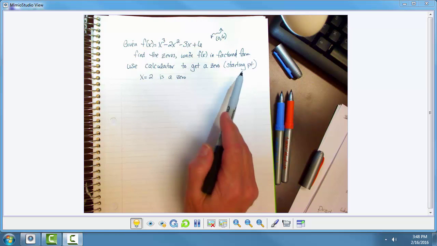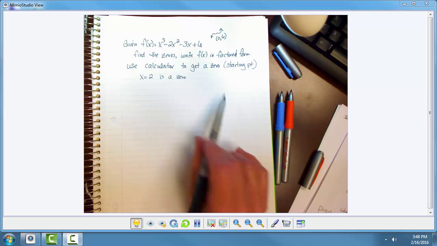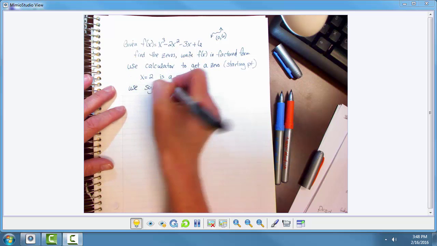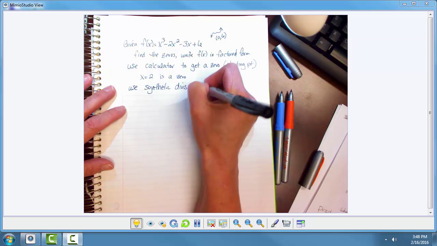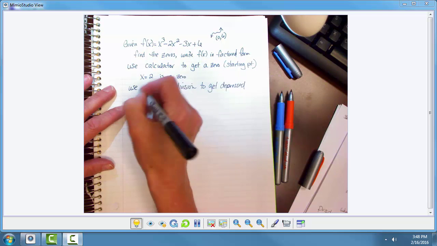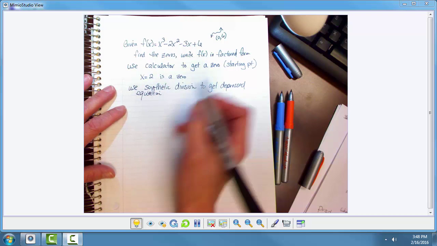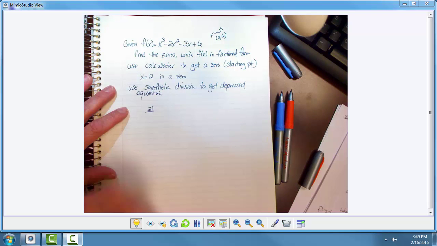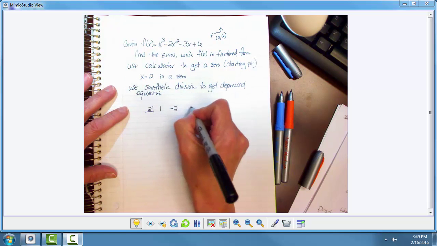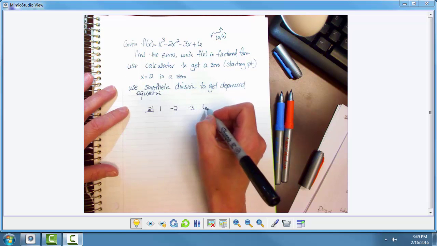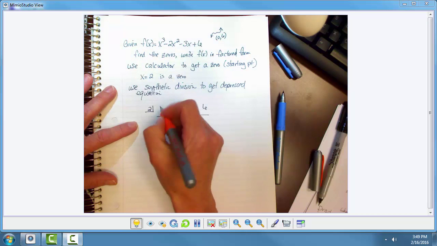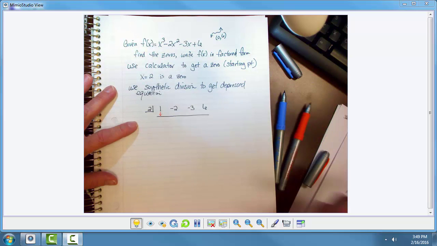So what you want to do is use synthetic division to get the depressed equation. So 2 goes on the outside. And you'll use your coefficients: 1, -2, -3, +6. So you'll skip a line and draw a line. Remember when you do synthetic division, the first number comes straight down. So bring your 1 straight down.